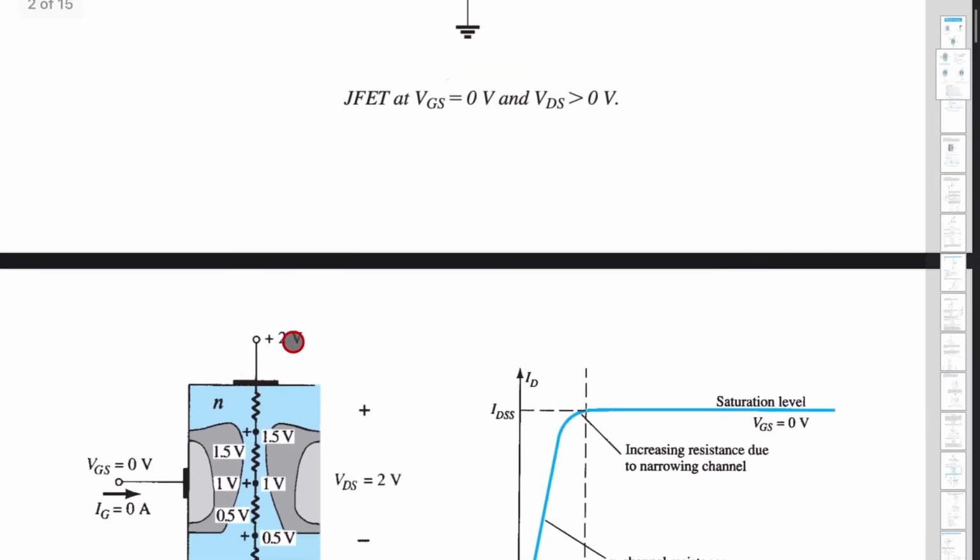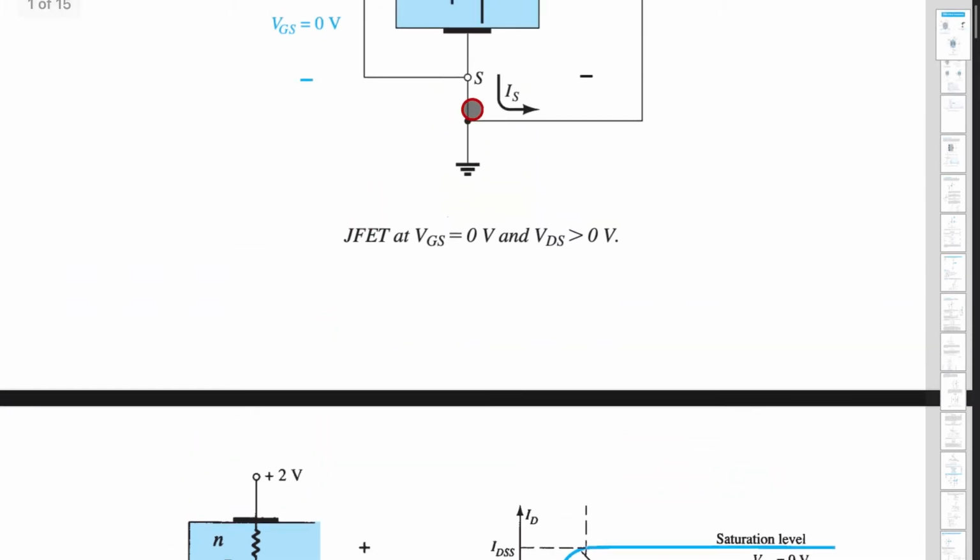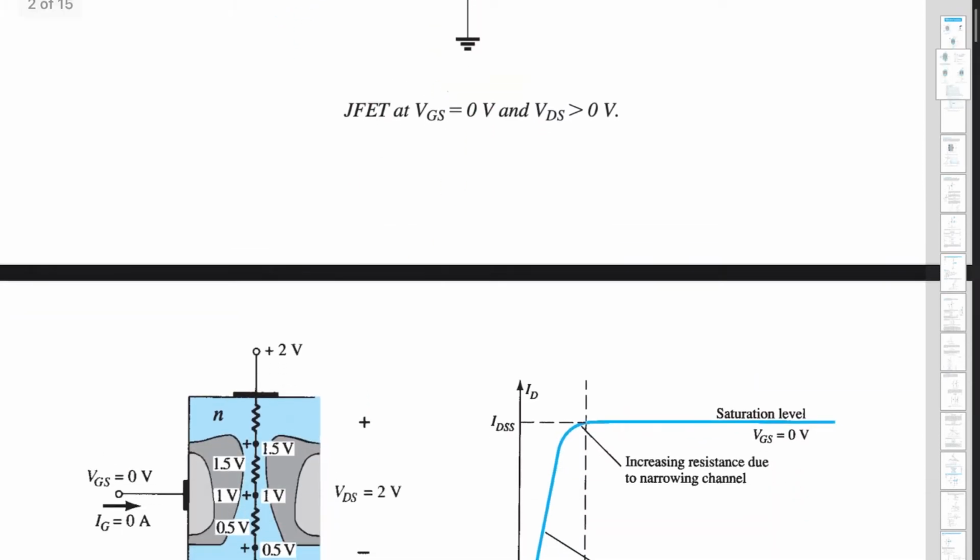Here, whenever the current is flowing, obviously there will be some opposition because it is made up of some material. Every material will have its own resistance. So whenever there is a resistance, there is a voltage drop. Current into resistance is nothing but Ohm's law, which is voltage drop. So we'll assume that this is zero potential because the source was given to the ground. Please note that the source is given to the ground and the drain is given to some supply.